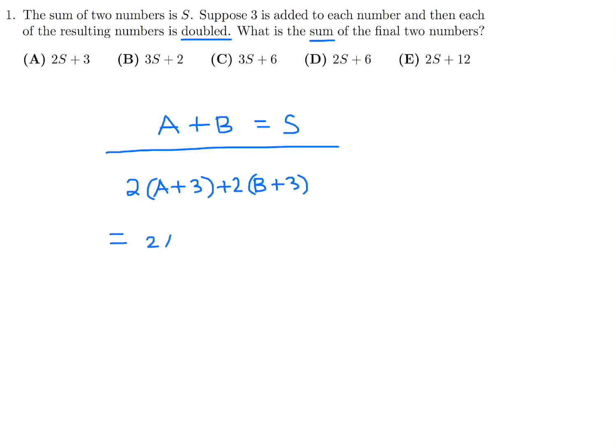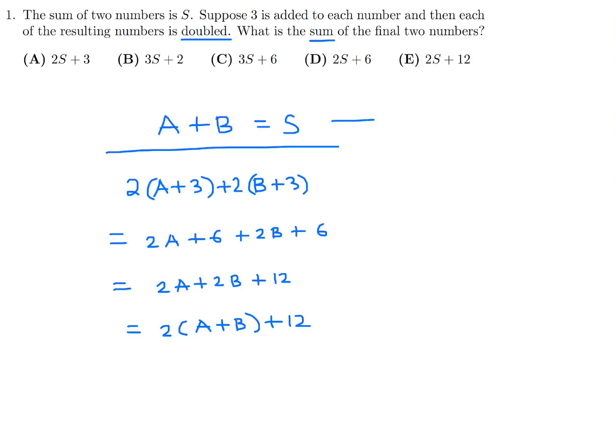So we got 2a plus 6 plus 2b plus 6. And this becomes 2a plus 2b plus 12. And if you factor out a 2, you will get 2 times (a plus b) plus 12. And from our very first formula, we know that a plus b is equal to S, so we can substitute that in there. So we get 2S plus 12. So number 1, the answer is E.